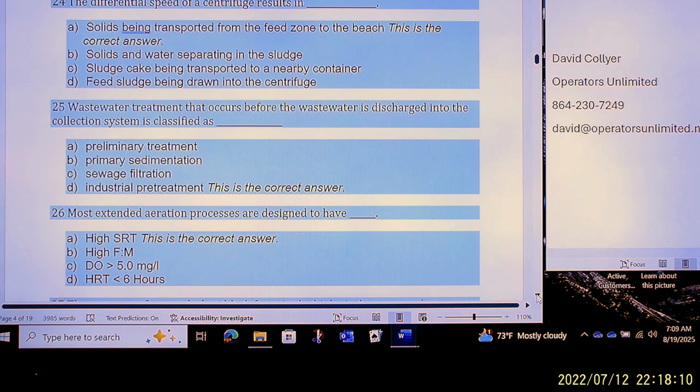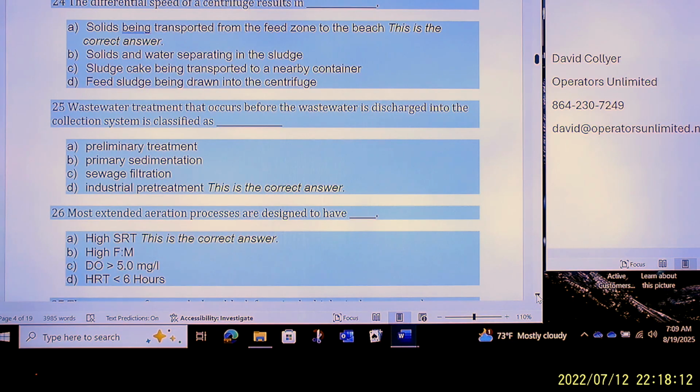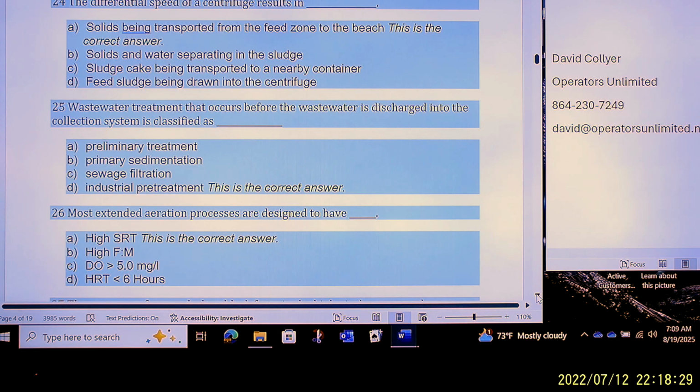Number 24. The differential speed of a centrifuge results in A, solids being transported from the feed zone to the beach. B, solids and water separating in the sludge. C, sludge cake being transported to a nearby container. Or D, feed sludge being drawn into the centrifuge. The answer to 24 is A, solids being transported from the feed zone to the beach.